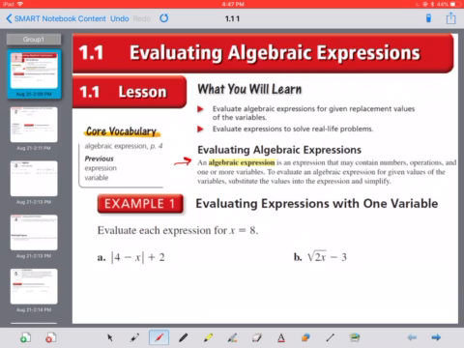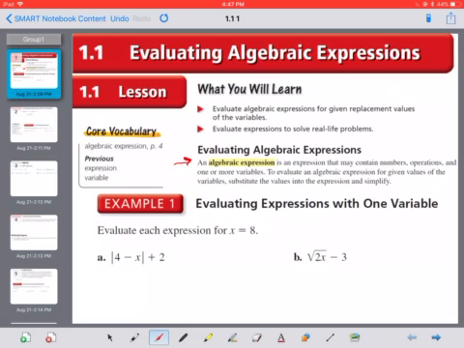This is different than an algebraic equation. Expressions don't have equal signs. Equations do, because equations are equal to something. So we want to make sure we know the difference between an expression and an equation.